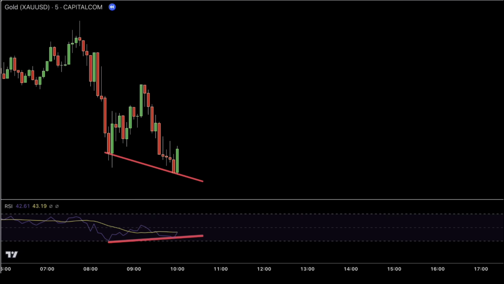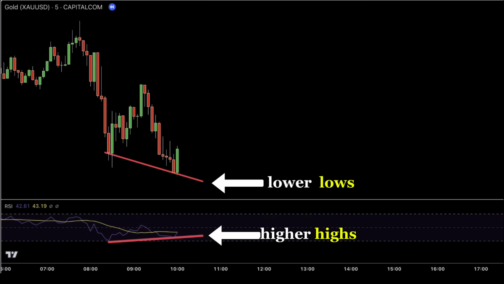On the 5-minute chart, look closely at what's happening. Price is making a lower low, but the RSI is printing a higher low. That's your classic bullish divergence, a clear sign the downtrend is losing momentum and buyers might be stepping in.